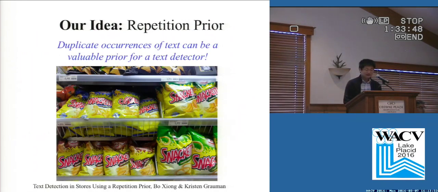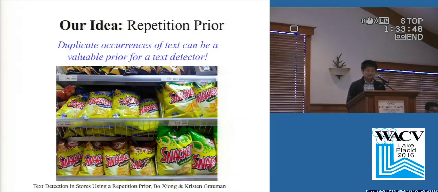While the high density of products on the shelf creates many nuisances for a text detection system, we observe the same density can also provide a very helpful factor. Each product often appears multiple times on a shelf, side by side. And our key insight is that those duplicate occurrences of text can be a very valuable prior for text detection.